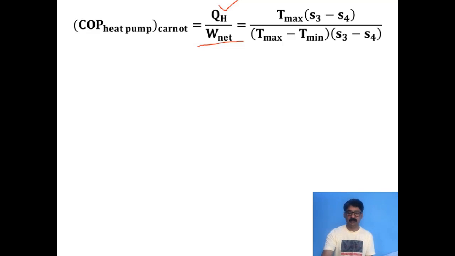Now if you make proper substitution, the COP of the Carnot heat pump will be T max divided by T max minus T min. The difference is, Carnot COP for a refrigerator is T min divided by T max minus T min, whereas for the Carnot heat pump, the COP will be T max divided by T max minus T min. And all of you should know that this expression for COP in terms of temperature can be used only for Carnot COP. Right? You cannot use it for the actual COP. This is a theoretical or the maximum COP of a refrigeration cycle.